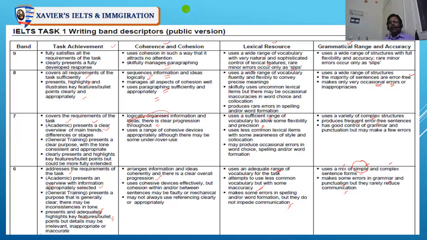And then band 9: uses a wide range of structures with full flexibility and accuracy. Rare minor errors occur only as slips. The same thing, right? In band 9, the same thing. That means here you need more accuracy in grammatical range and accuracy, right? Now, these things we have to keep in mind, and we will plan the write-up for task 1, right?